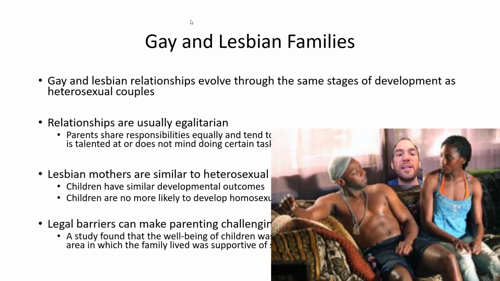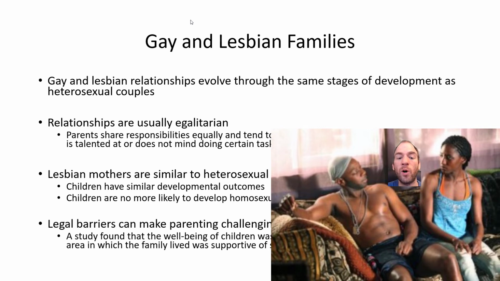Relationships are usually egalitarian. Parents share responsibilities equally and tend to work out a division of labor based on who is talented at or does not mind doing certain tasks. Lesbian mothers are similar to heterosexual mothers. Children have similar developmental needs. Children are no more likely to develop a homosexual or bisexual orientation. Legal barriers can make parenting challenging.